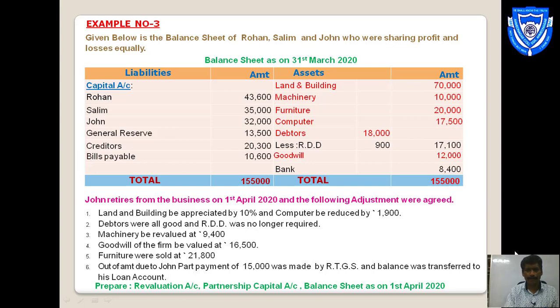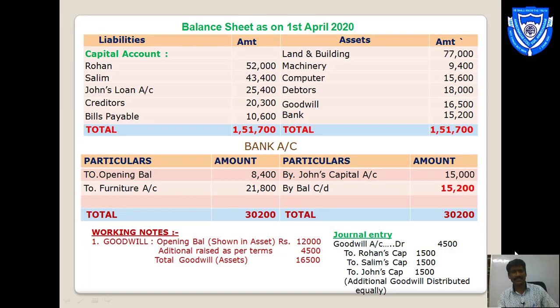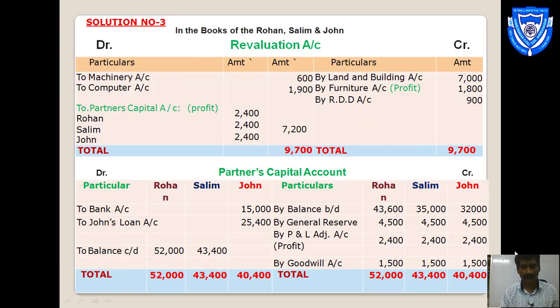After that, machinery. It is said that machinery is valued at rupees 9,400 now. That means machinery's value has decreased by 600. So you can show directly machinery less depreciation rupees 600, and at last rupees 9,400 in the outer column.